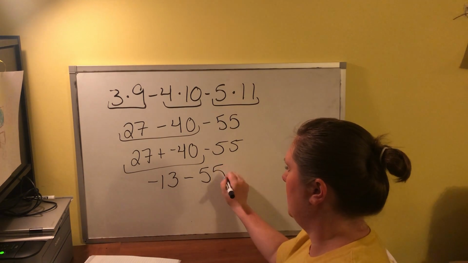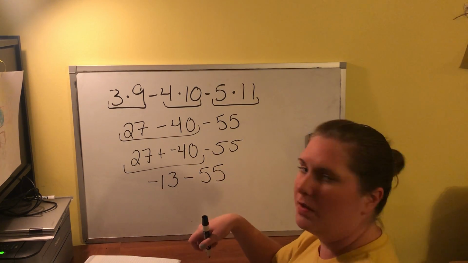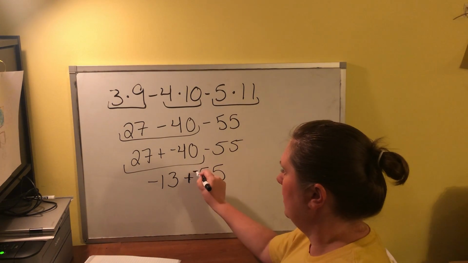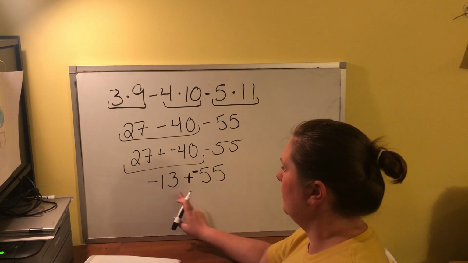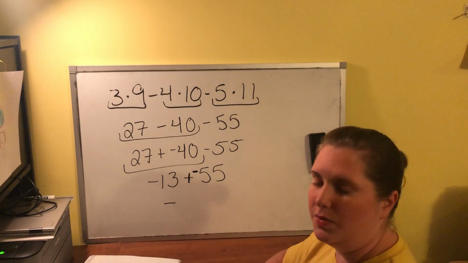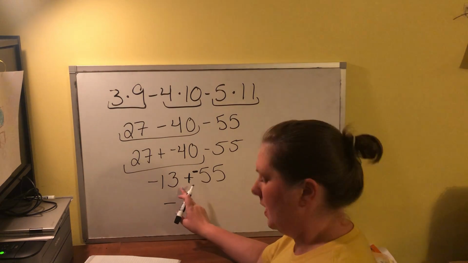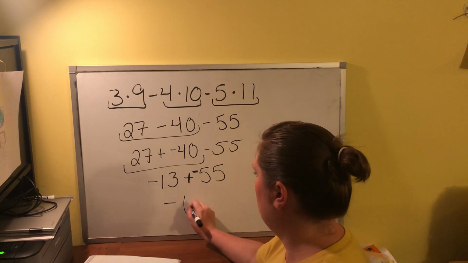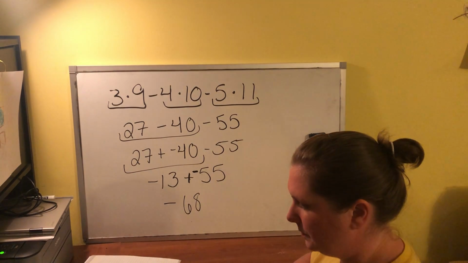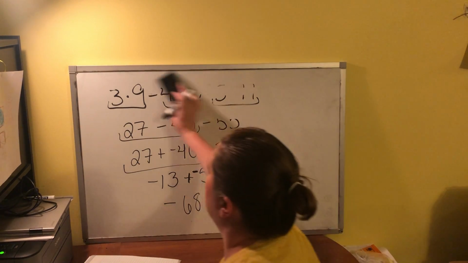So now I have that -13 minus 55. Same thing, we're going to apply our property. So this is adding the negative. So now I have -13 plus -55. So I know my answer is going to be negative because they're both negative, and I'm adding. So I'm going to add 13 and 55 to get a -68 for our answer. Okay? All right, let's do one more of those.